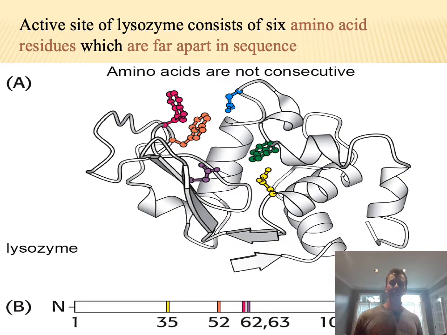Here's an example of the lysozyme active site. It consists of 6 amino acid residues, which are far apart in the linear sequence. So, for example, the active site residues span from residue 35 all the way up to 108, but 35 and 108 are very close in three-dimensional space, even though for the primary amino acid sequence, they're far apart.